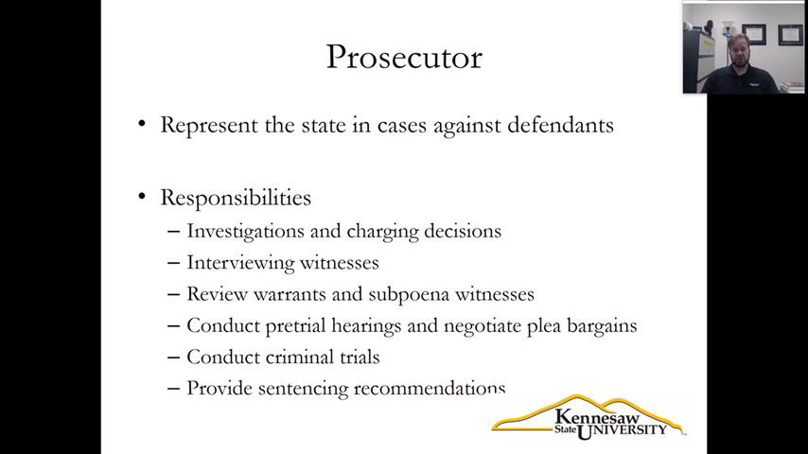The prosecutor, obviously in the adversarial system, has the job of prosecuting defendants, investigating and charging decisions. They get to decide what they're going to charge someone with, if they're going to charge someone at all with an offense. Maybe you shot someone, but it was in self-defense, and they might not decide to charge you at all. They have that discretion. Prosecutors have a lot of discretion.